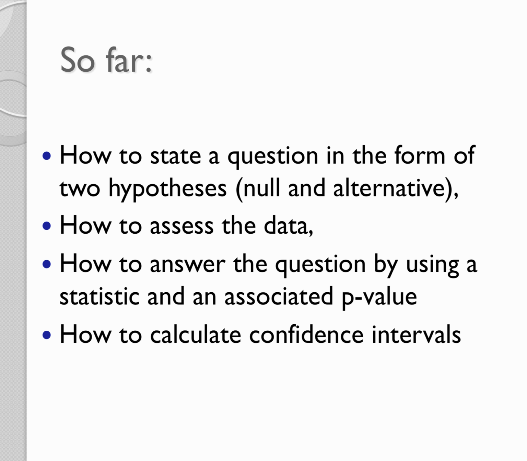So far, we've learned how to state a question in the form of two hypotheses with a null and an alternative. We've talked about assessing your data. We've talked about answering the question using a statistic and an associated p-value. And we've learned how to calculate confidence intervals. It turns out we can do all of this when we're testing two proportions as well.